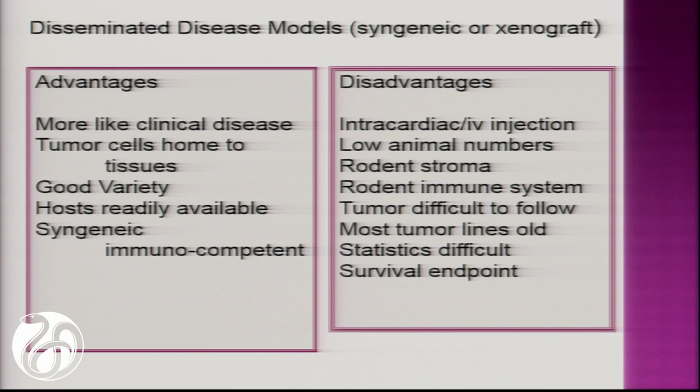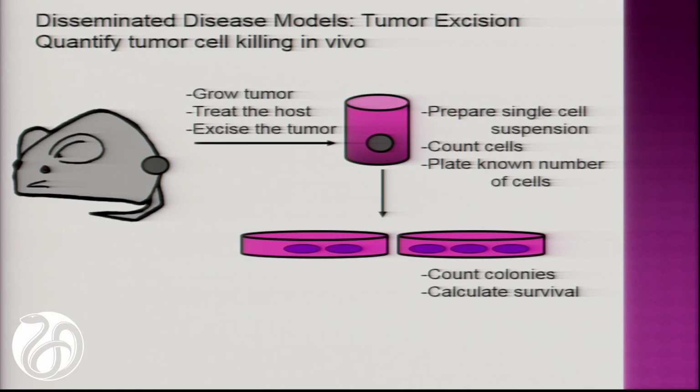Again, the stroma is rodent, the immune system is rodent. The tumors are more difficult to follow because now they're deep in the animal's body. And the tumor lines are old. Making statistics are more difficult because we usually use smaller numbers of animals, and sometimes survival is used as an endpoint. You can do disseminated disease experiments from subcutaneously implanted tumors.